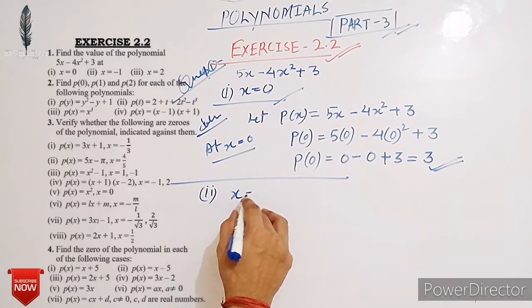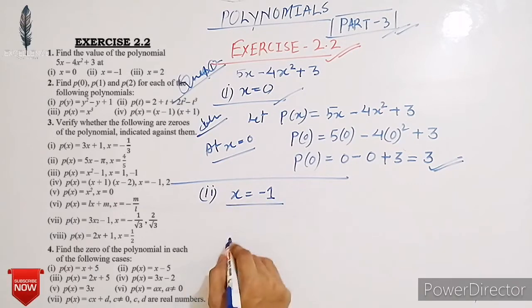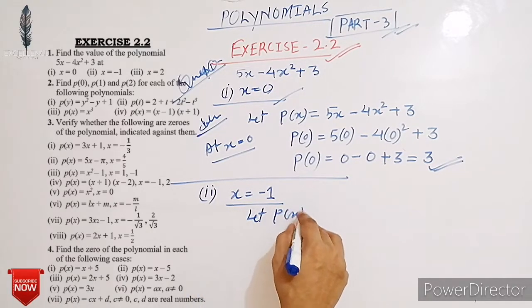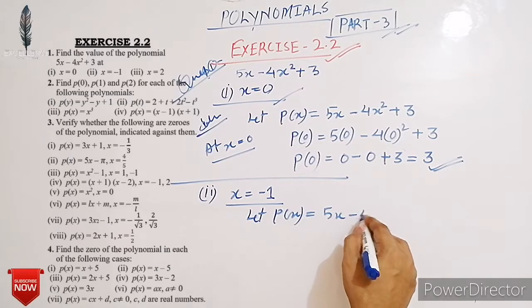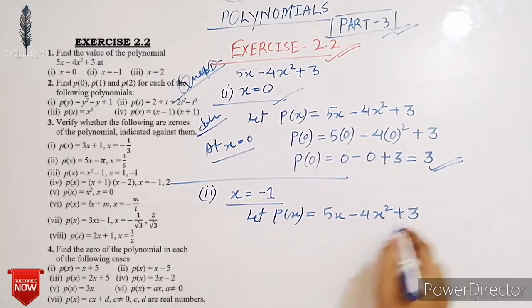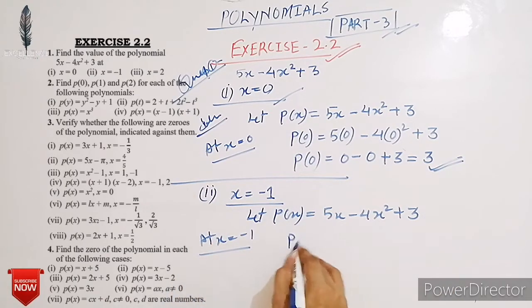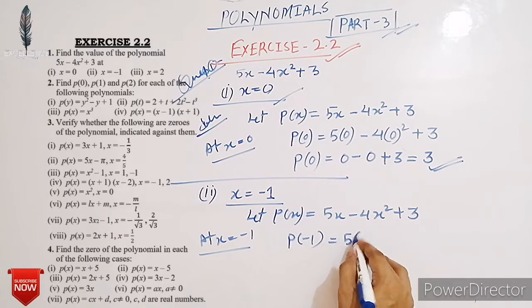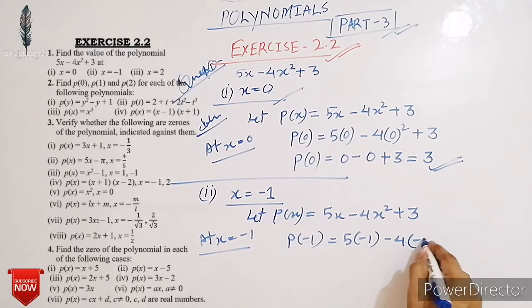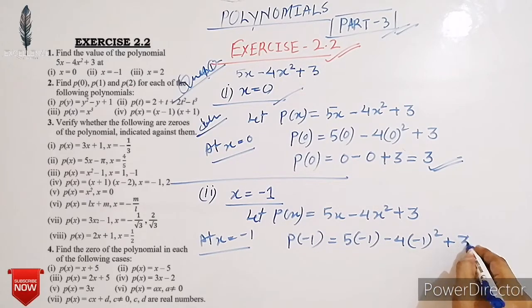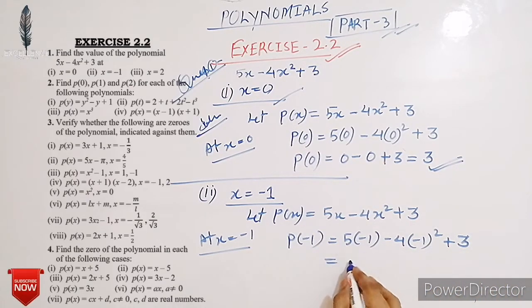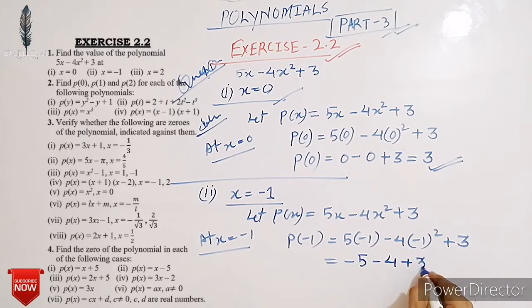Here x is equals to minus 1. So again let p of x is equals to 5x minus 4x square plus 3 at x is equals to minus 1. P of minus 1 is equals to 5 into minus 1 minus 4 into minus 1 square plus 3. 5 into minus 1 is equals to minus 5. Here minus 4 plus 3. Here minus 9 plus 3 is equals to minus 6.